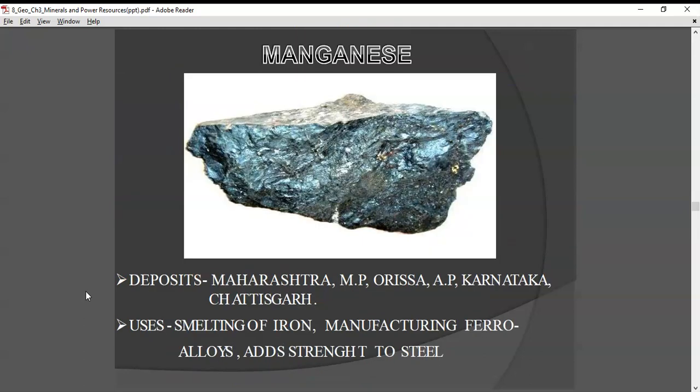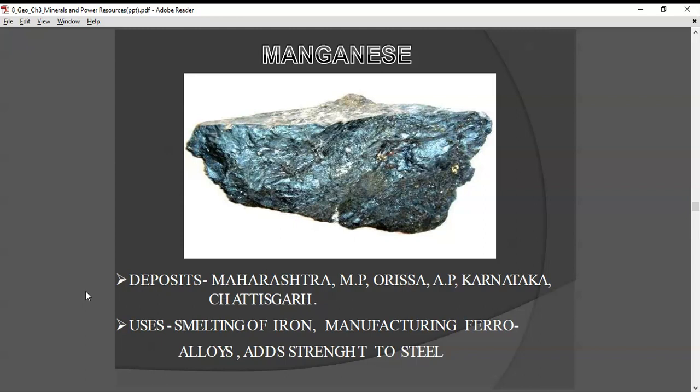Then manganese, we have deposits of manganese in Maharashtra, Madhya Pradesh, Odisha, Andhra Pradesh, Karnataka, and Chhattisgarh. It is mainly used for the smelting of iron and for manufacturing iron alloys. That is mixture of iron for giving strength to steel. That is one of the main roles of manganese.